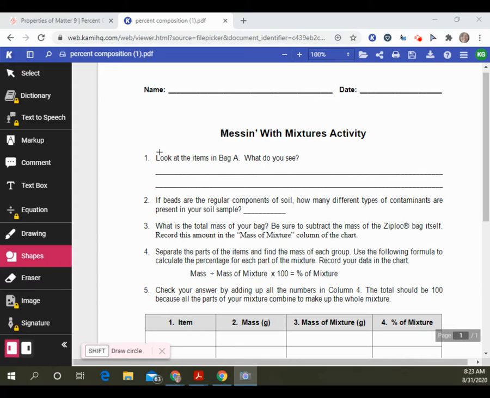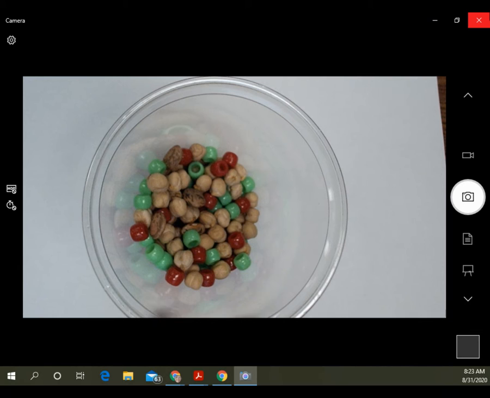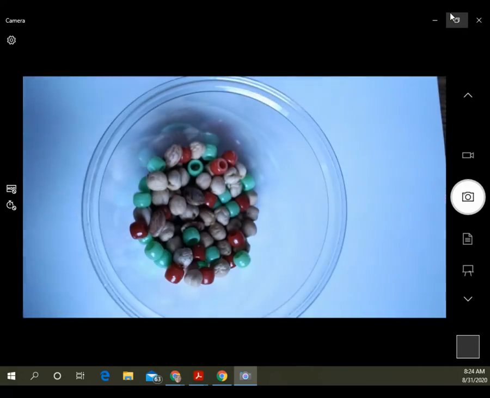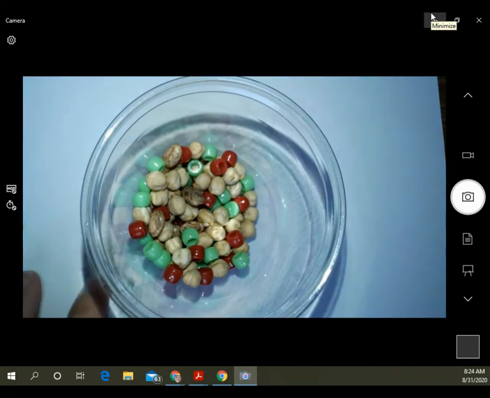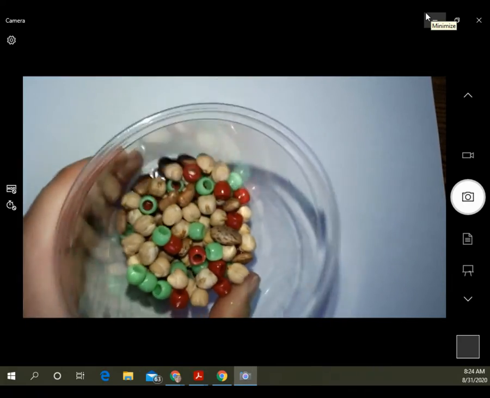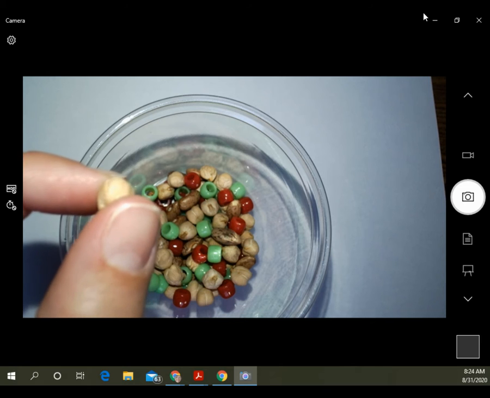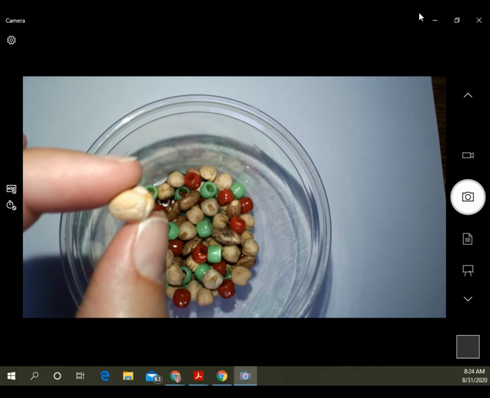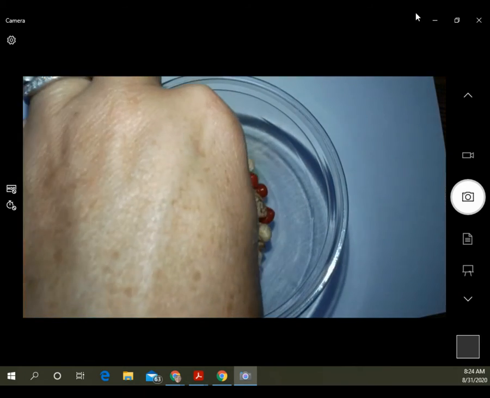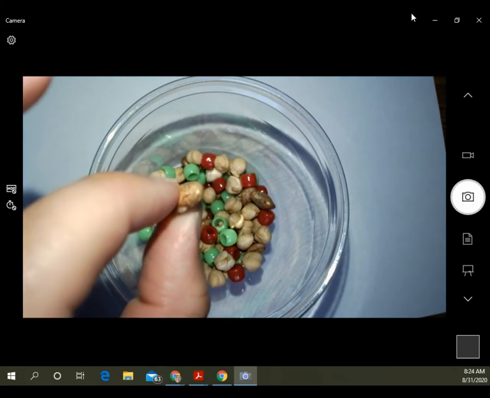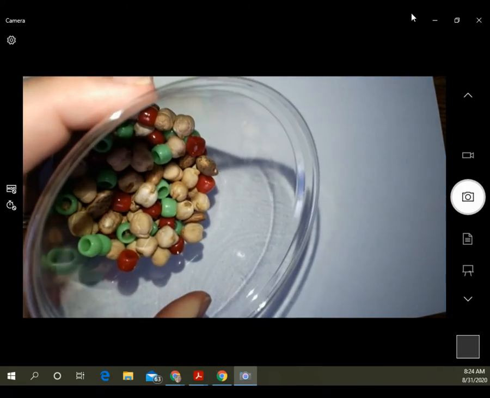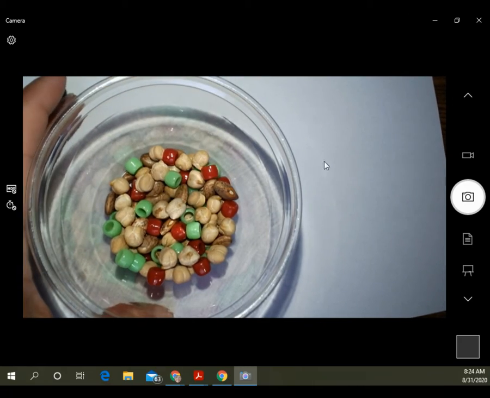Well, to be honest with you, I don't have a bag for you to look at, but we have a cup for you to look at. So if you want to flick the light out, you can. When we look at this mixture, we have beads, and these are chickpeas. If you ever ate hummus, chickpeas are what hummus is made of. Okay, these are pinto beans. So it's really just beads and beans. It's kind of hard to say separately.